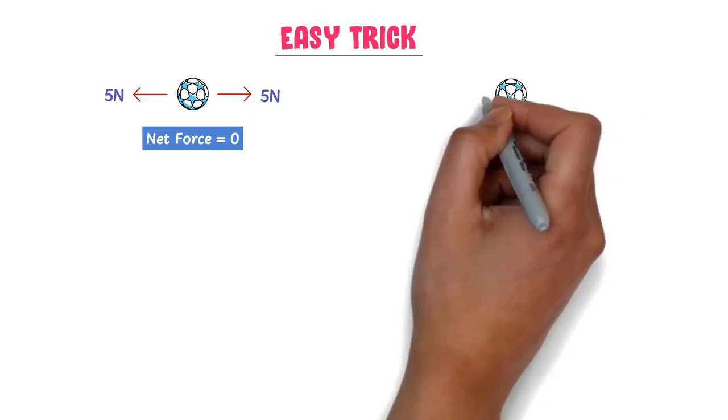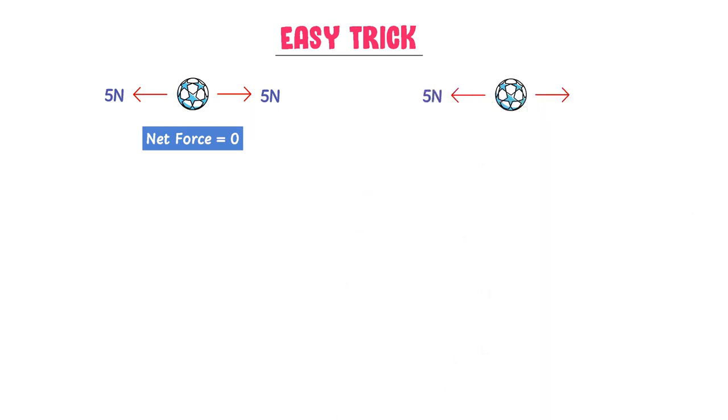Secondly, consider this example, where 10 Newton force acts on the ball in this direction and 5 Newton force acts on the ball in this direction. What about the net force? Well, the net force is not equal to 0. We can see that the net force on the ball is 5 Newton. Where does the ball go? We know that the ball goes in this direction. So in this case, there is net movement of the ball.